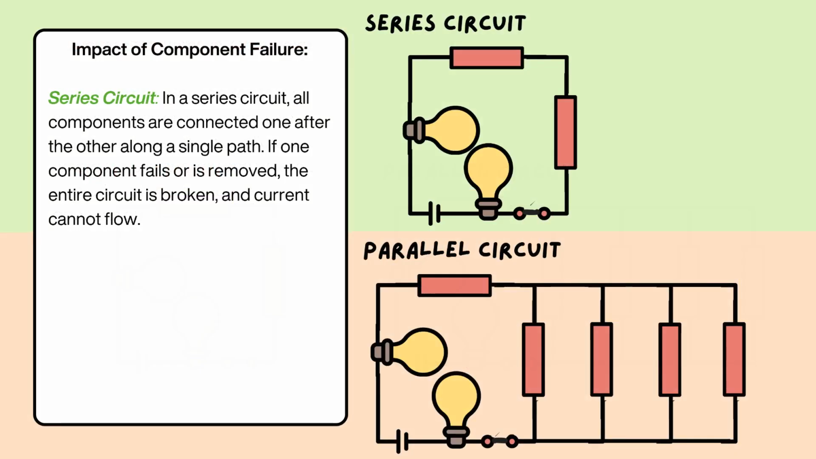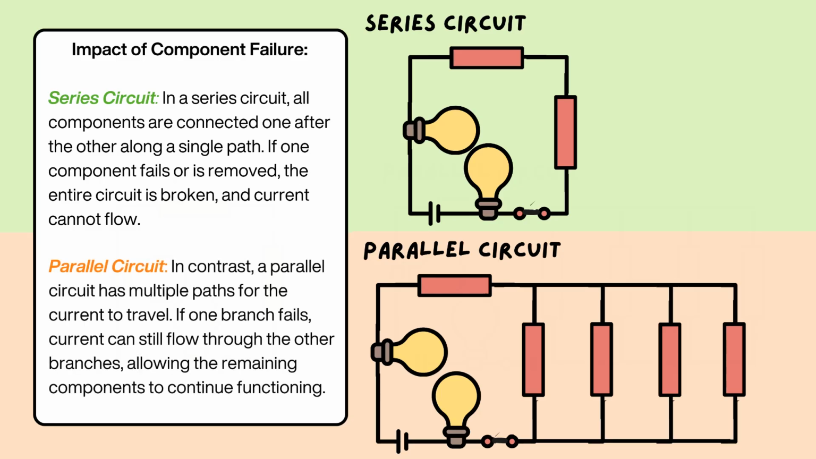In a series circuit, all components are connected one after the other along a single path. Because of this, if one component fails or is removed, the entire circuit is broken and current cannot flow. Imagine a string of Christmas lights. If one bulb burns out or is removed, the entire string goes dark because the current is interrupted. This makes series circuits less reliable for systems where constant operation is crucial.